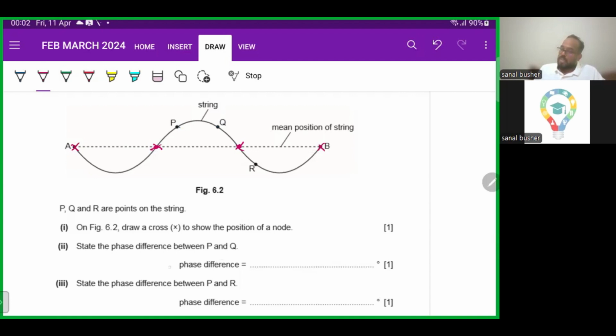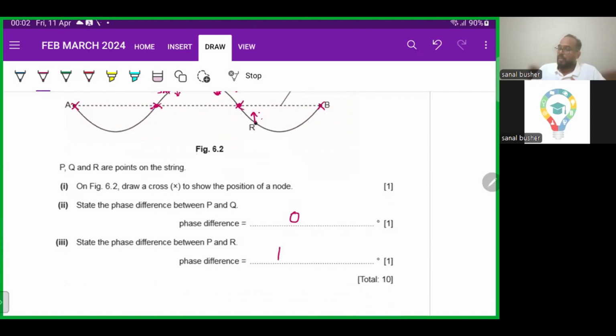Now, you need to state the phase difference between P and Q. These two particles, if one is moving downward, what happens? At the same time, the other will also move downward. Say this is moving 3 centimeter, this also moves 3 centimeter. What is the difference? 3 minus 3, 0. So if both are moving together in stationary waves, it will be 0. If you consider P and R, what happens? When this comes down, this will move upward. These are in opposite direction. So these are in anti-phase. The phase difference will be 180.